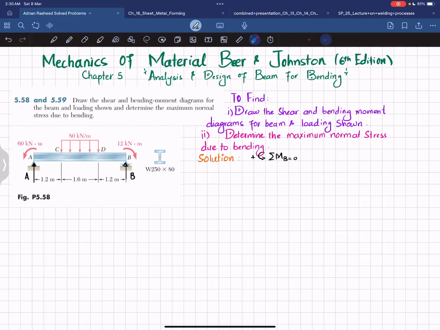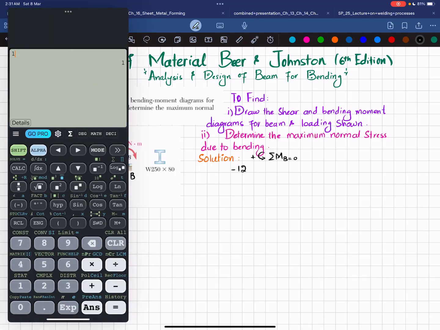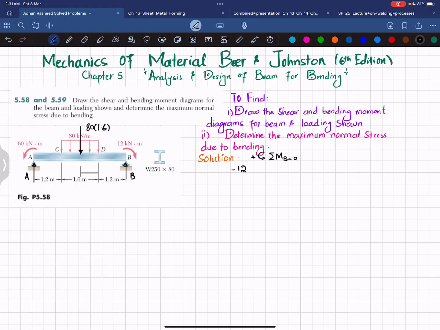About point B, the first moment is 12 kN·m, which is clockwise, so I will take it as negative: minus 12. The second moment is due to the distributed load. When converted into a point load, it equals 80 multiplied by 1.6, and it acts at a distance of half of 1.6, which is 0.8 meter. So this load, 80 into 1.6, with a perpendicular distance of 2 meters, produces a counterclockwise moment, so it will be positive.